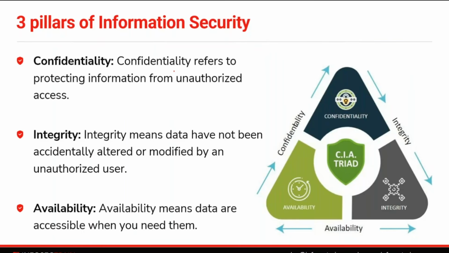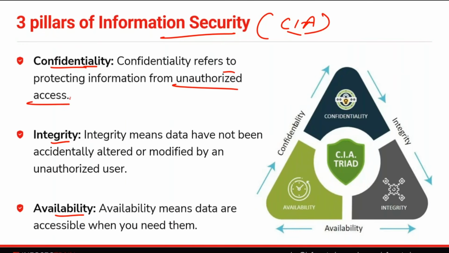So what we have here is three pillars of information security. That is your confidentiality, integrity, and availability. This is also what we call the CIA triad: confidentiality, integrity, and availability. When I say confidentiality, confidentiality refers to protecting information from unauthorized access.